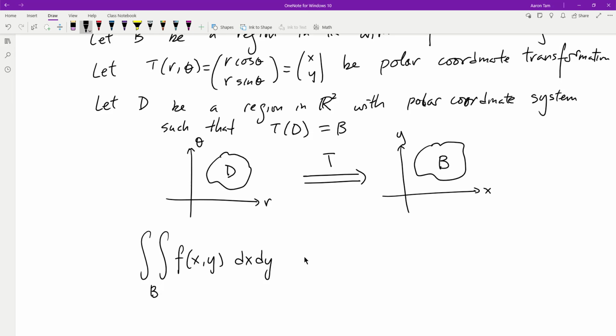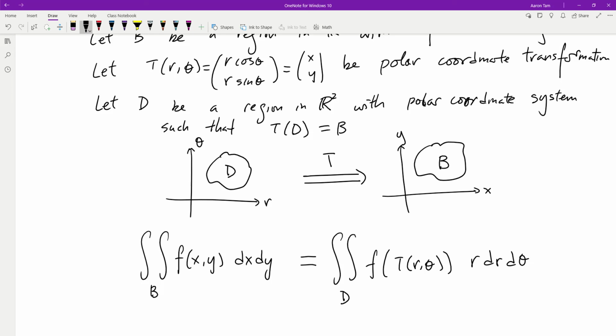This integral can now be written as a new integral, no longer in x and y, but instead in the polar coordinate system. When you do that, it becomes a double Riemann integral over D, f of T of r theta, r dr d theta.